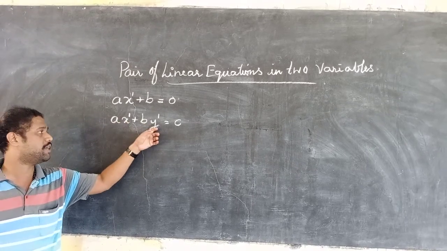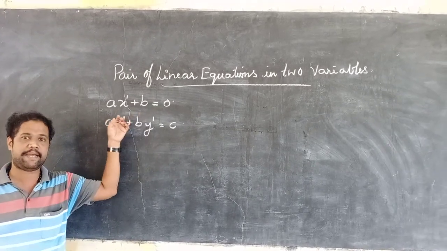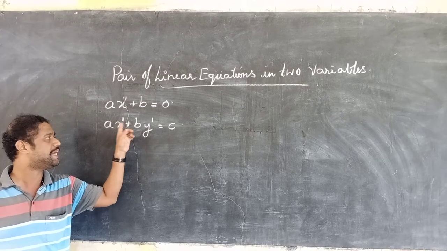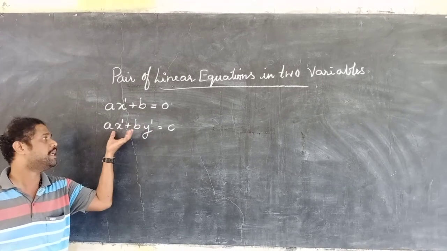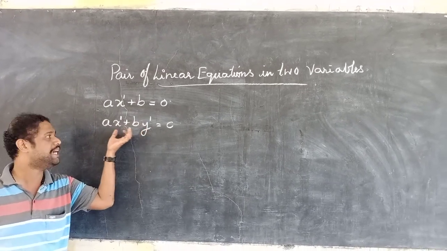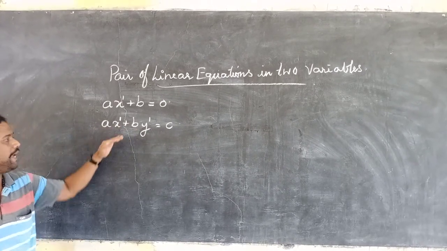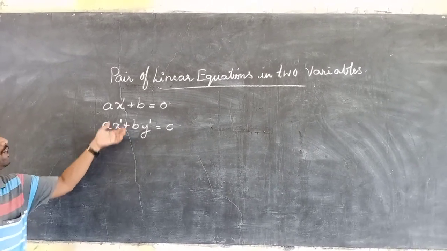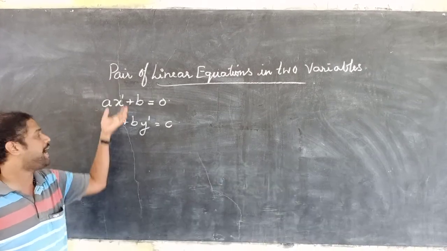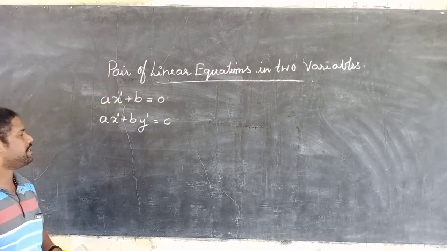In an equation, if the highest degree of the variable is equal to 1, then it is called a linear equation. Here two variables are present, x and y. Therefore, it is a linear equation in two variables. This is a single equation. Now we connect the word pair. Pair means how much? It is two equations.